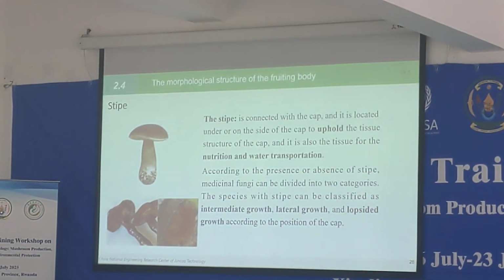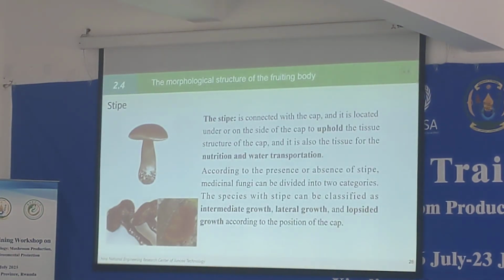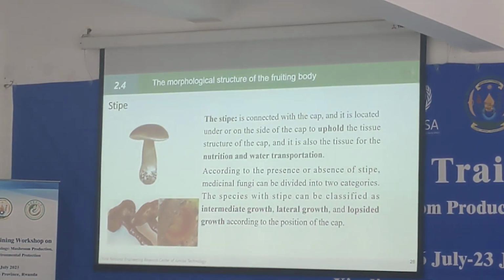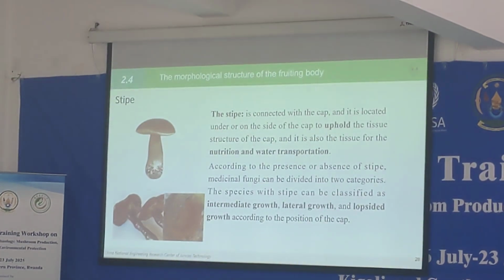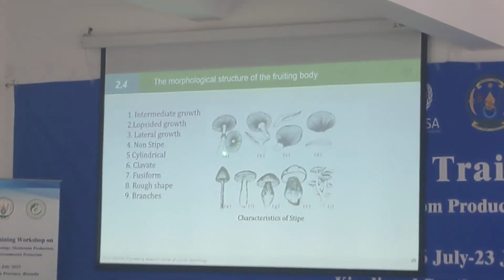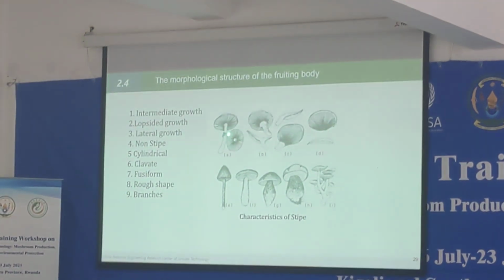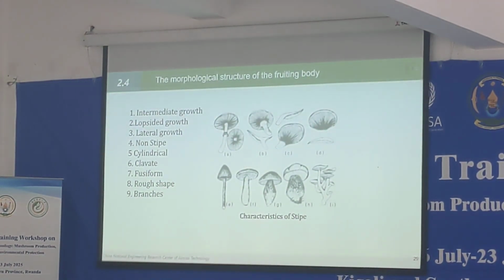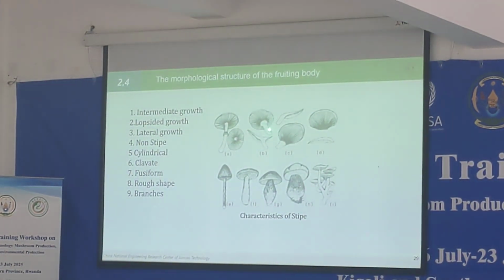And according to the position of the cap, they have different styles: intermediate growth, lateral growth and lopsided growth. You see, in the middle is intermediate growth, this type, and some others have the stem on the left, or on the right.